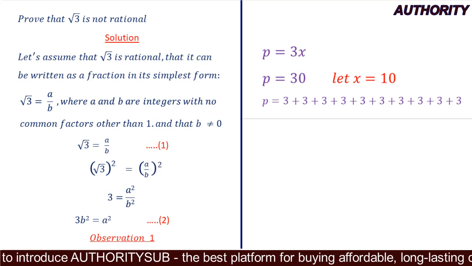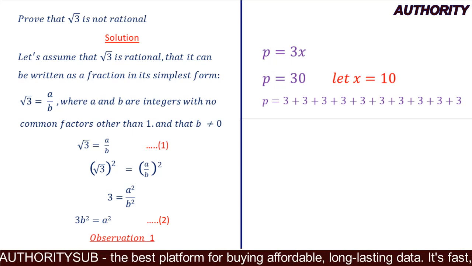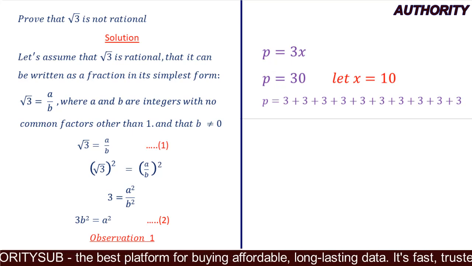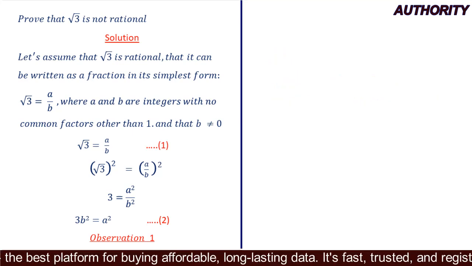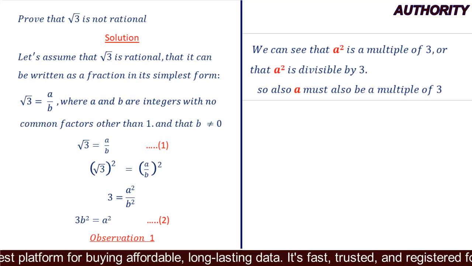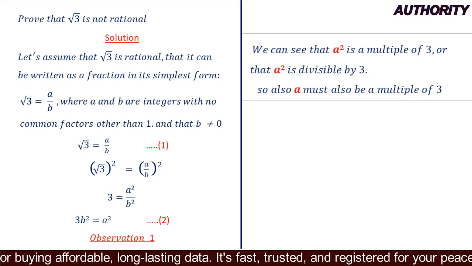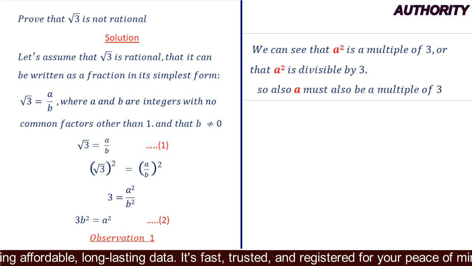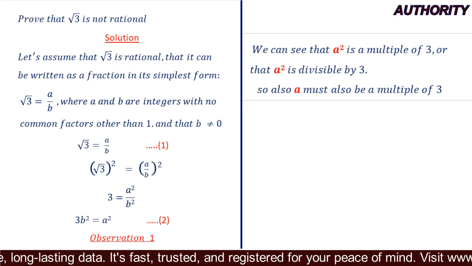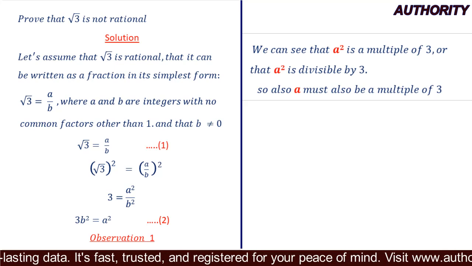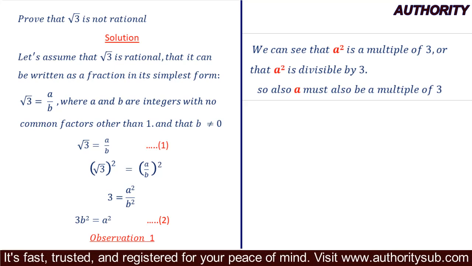Of 3. Now let's go. With this thing I just explained, let's go to what we have. We have 3b squared is equal to a squared. First observation: whatever the value of b squared, you can see that a squared is a multiple of 3, or that a squared is divisible by 3. That is the first observation.